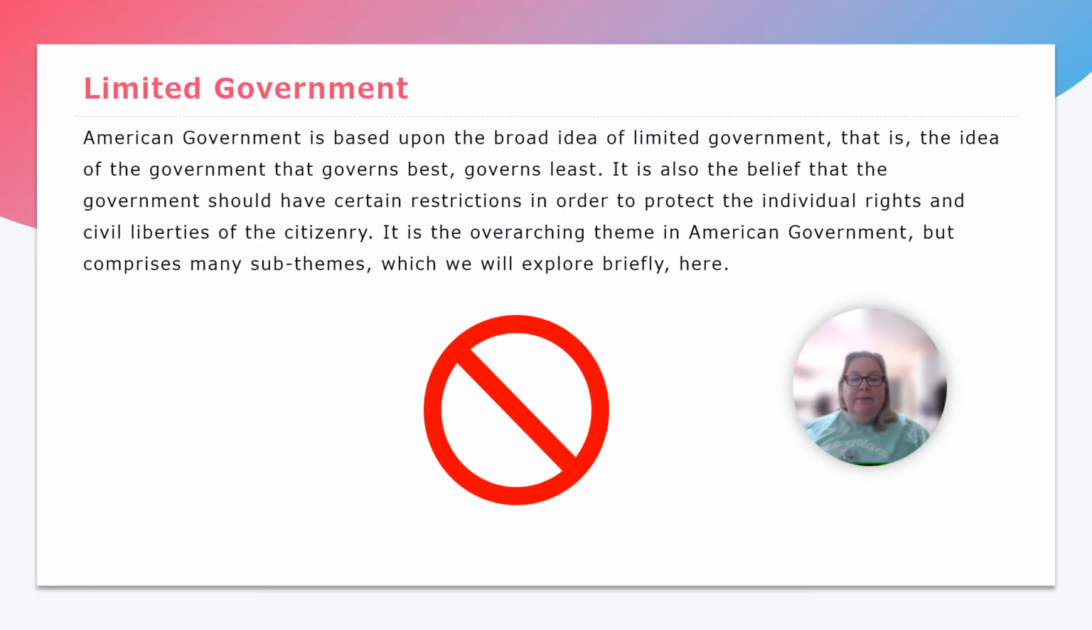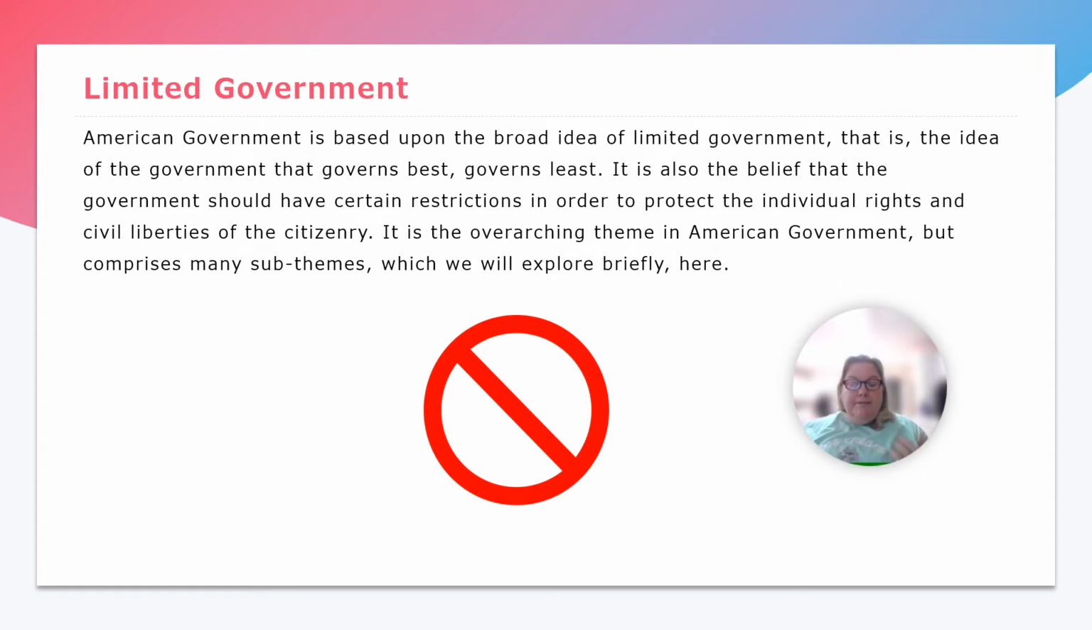Our first theme is the main theme, which is limited government. Notice my big no symbol here. The main theme is limited government. American government is based upon the broad idea of limited government. That is the idea that the government that governs best governs least. It's also the belief that the government should have certain restrictions in order to protect the individual rights and civil liberties of the citizenry. It's the overarching theme in American government, but comprises many sub-themes, which we'll explore briefly.